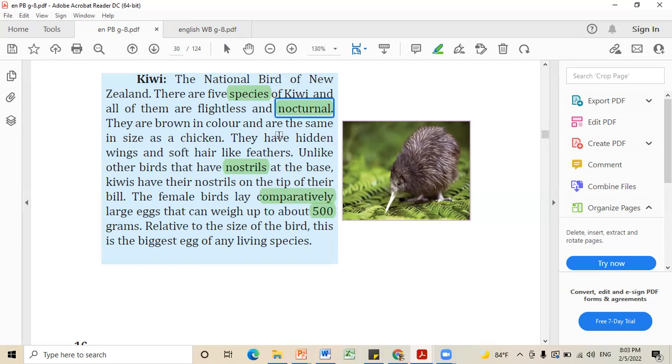They have hidden wings and soft hair-like feathers.